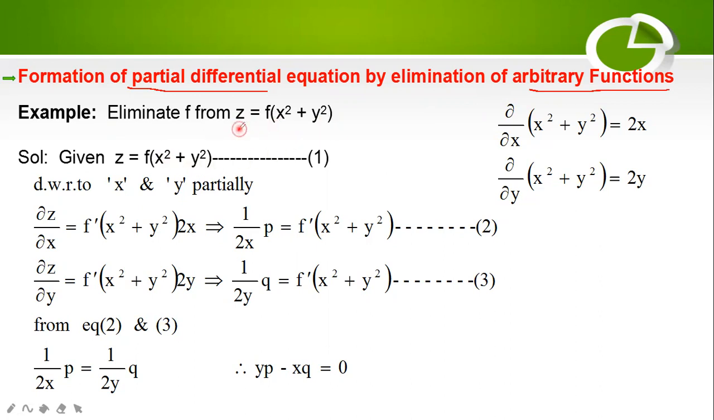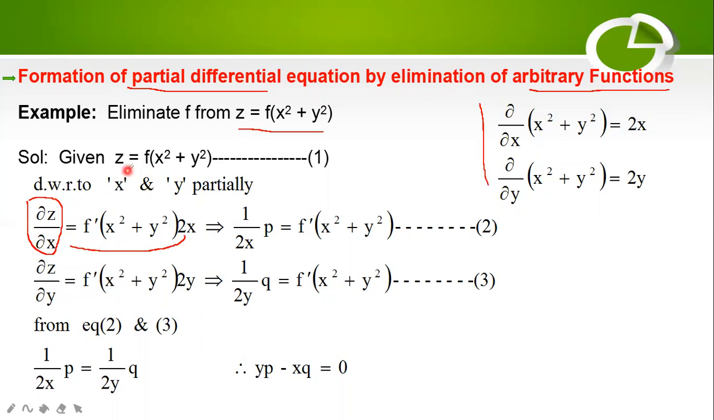Now, we are differentiating this z with respect to x and y partially. So, the derivative of z, that is dou z by dou x, equals the derivative of f, that is f dash of x square plus y square, and the derivative of x square plus y square with respect to x. With respect to x, y square is constant, so its derivative is 0, and x square gives 2x. We already know the notation of dou z by dou x, that is p. P equals f dash of x square plus y square into 2x. So, moving this, 1 by 2x into p equals f dash of x square plus y square.